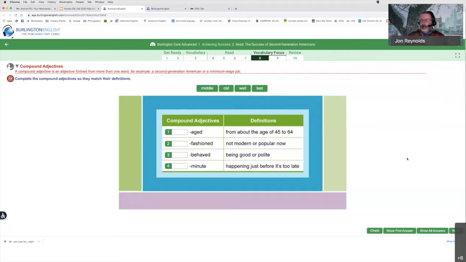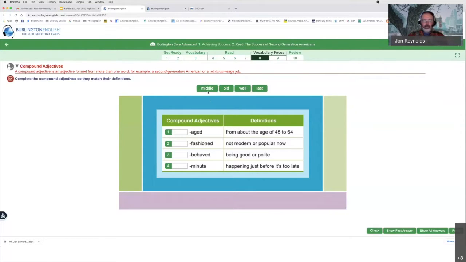Well, let's look on the screen here, guys. Let's see if you can help me. So what I want to do is match the words in the green box to the correct compound adjective here and the definition on the right. So for example, we can use microphones for this first activity. Which of the four words up here go with the word aged? And it says here from about the age of 45 to 64. Who can tell me?